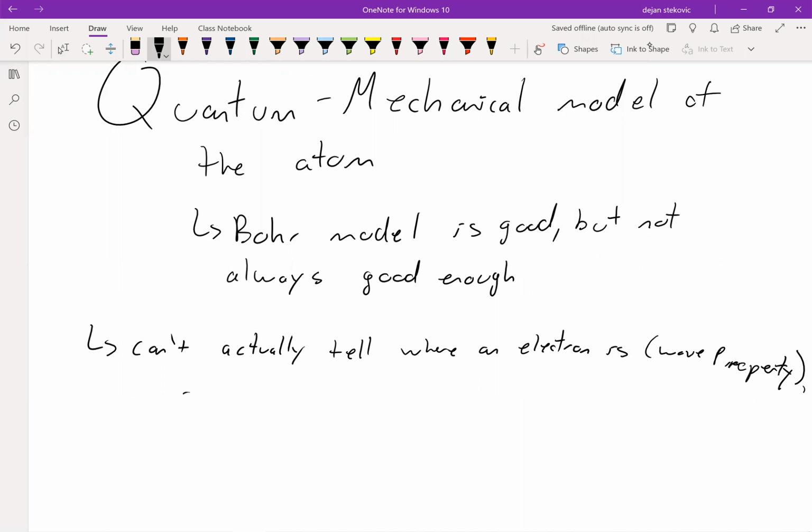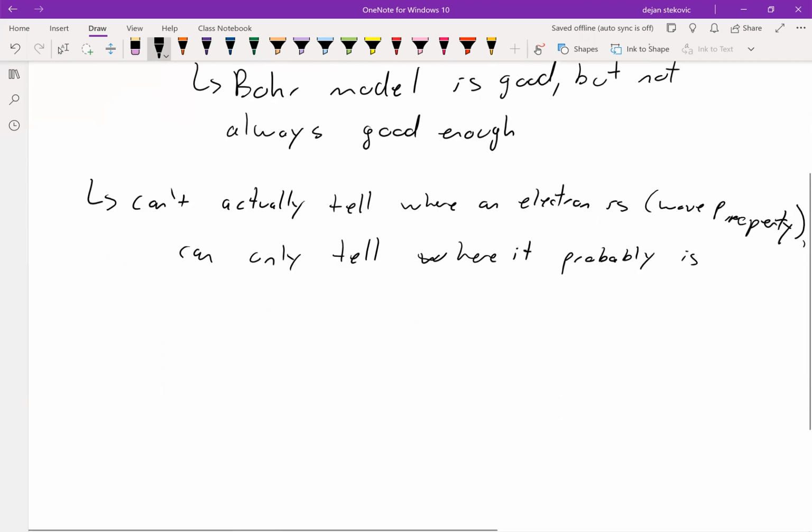We can only tell where it probably is. So we can get a rough estimate. The electron's probably somewhere in here, but we can't tell exactly where it's at. That's called the Heisenberg uncertainty principle. And if you take 101 or higher levels of chemistry, you'll get more in depth. Again, we're just doing an intro to chemistry, so we're just gonna skim the surface of a lot of these topics.